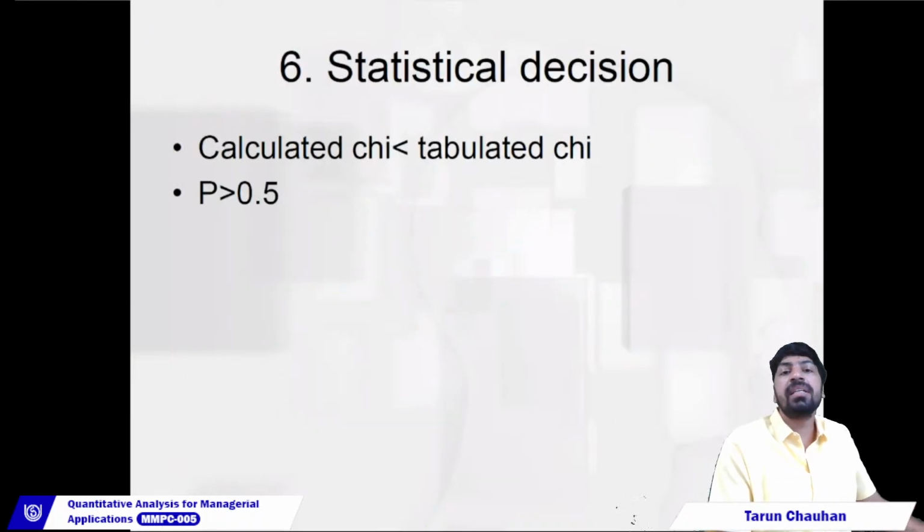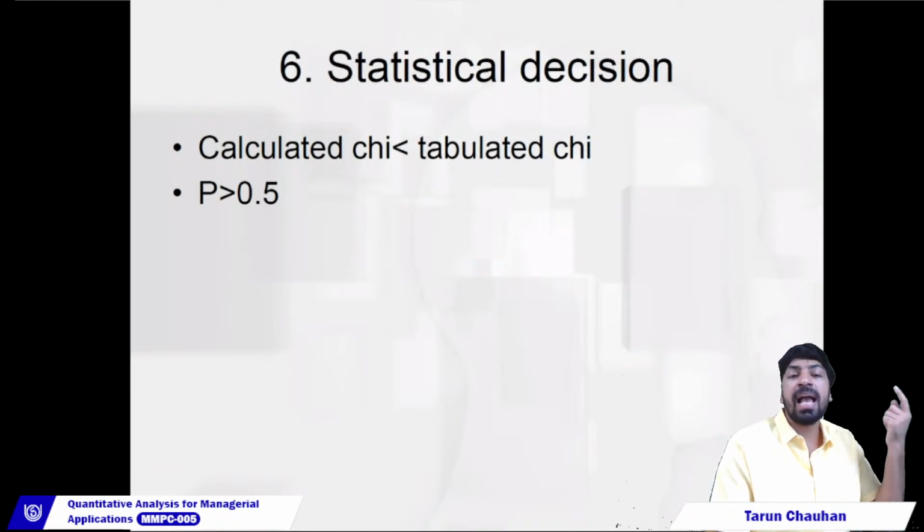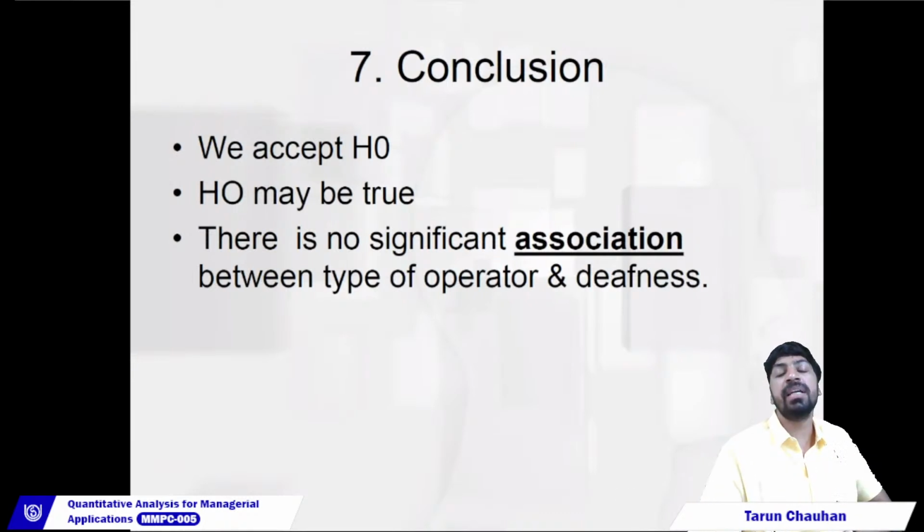You can see the statistical result: the calculated chi-square value is less than the tabulated chi-square value. We applied the rule to the values. These are the two rules: calculated chi-square value is less than, and calculated chi-square value is more than. So this is the result in front of you on the screen. We accept the null hypothesis. That means the null hypothesis may be true. The result of this question: there is no significant association between the type of operator and the deepness.